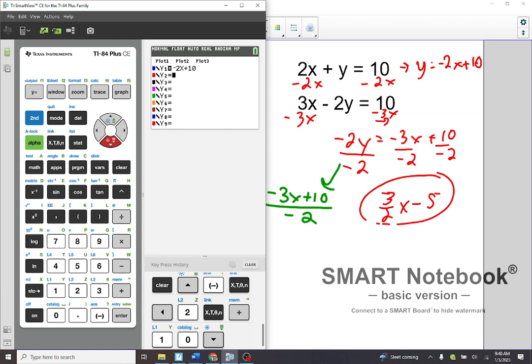The next one, I have 3 over 2. Now, there's multiple ways to do it. You could change 3 over 2 to a fraction, which is 1.5, and then times it by x. If you want to keep it a fraction, I suggest keep it in parentheses.